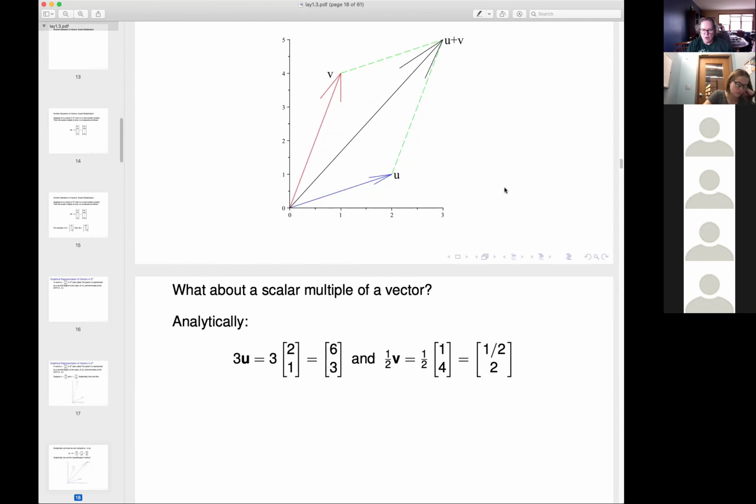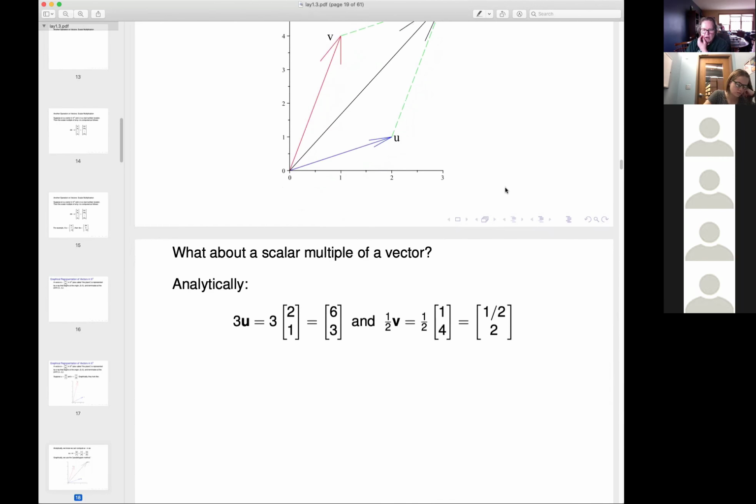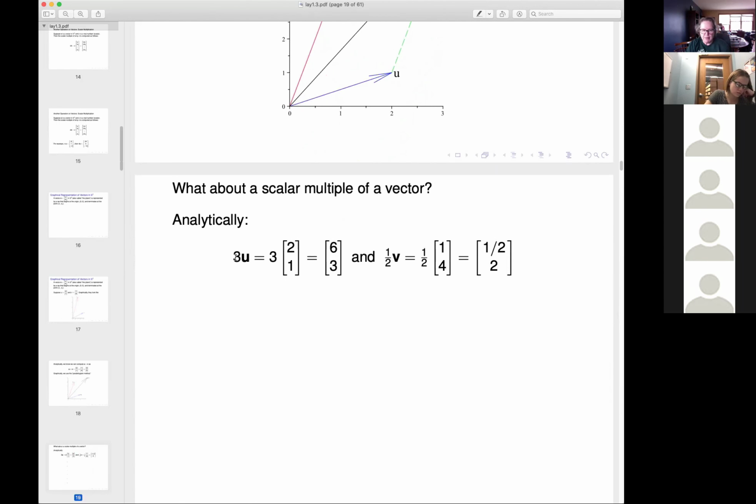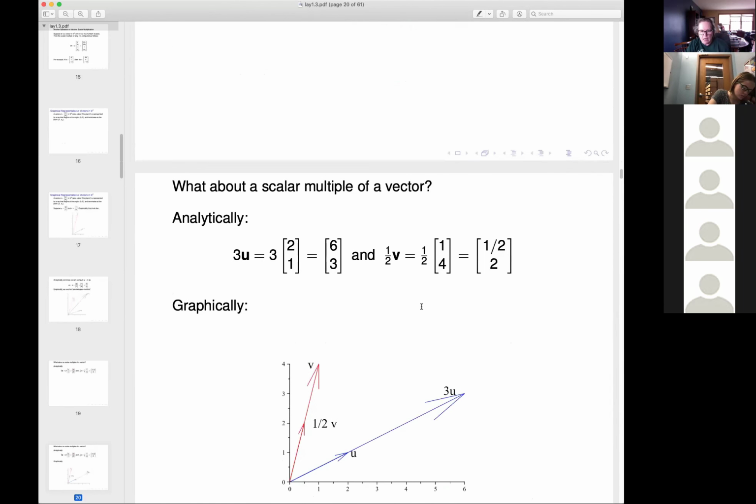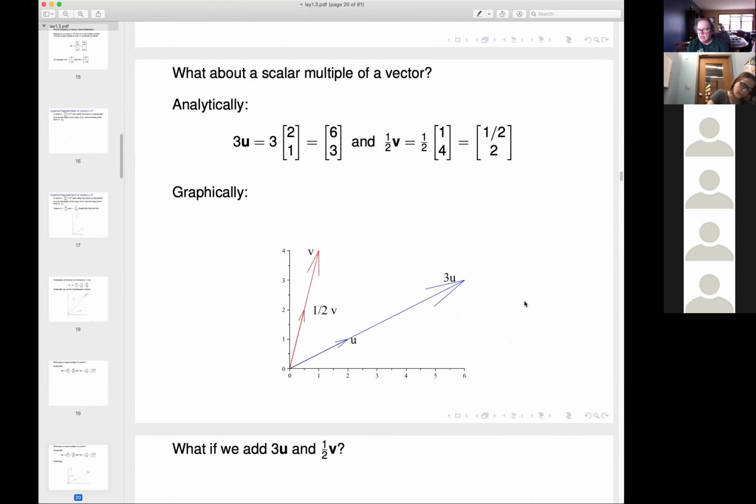All right, so here I did a couple of examples. I had 3 times u and a half times v. So I think you can figure out how to do that. But graphically, what does that look like? Well, 3 times u, right, is 6, 3.